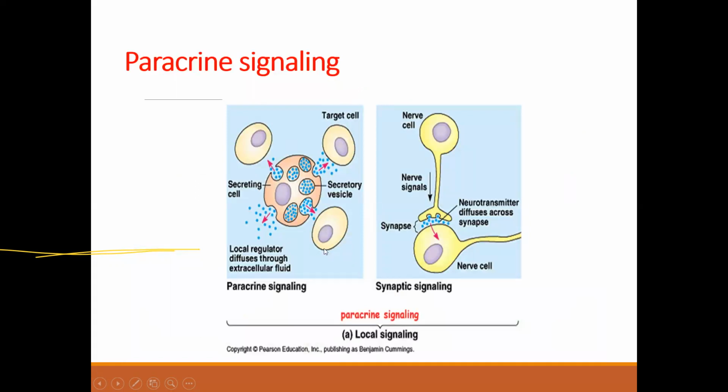This is an example of paracrine signaling. The signaling molecule can be released from the secretory vesicle of the synthesizing cell and diffuse to a nearby target cell, or in the nervous system, this is also called paracrine signaling. The signaling molecule is released from the axon of the nerve cell and goes across the synapse to bind to the receptor on another nerve cell.